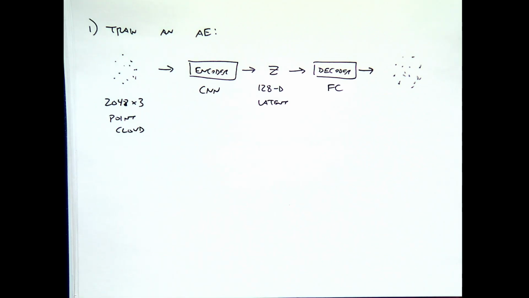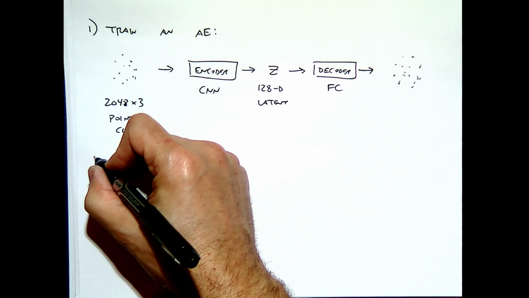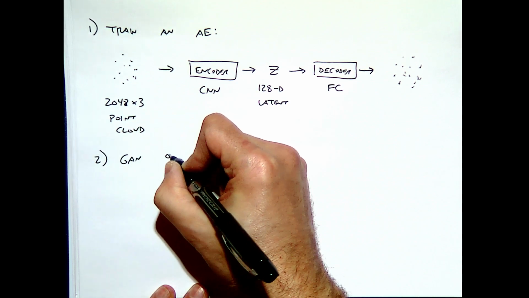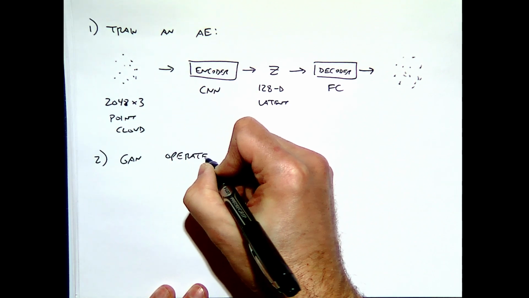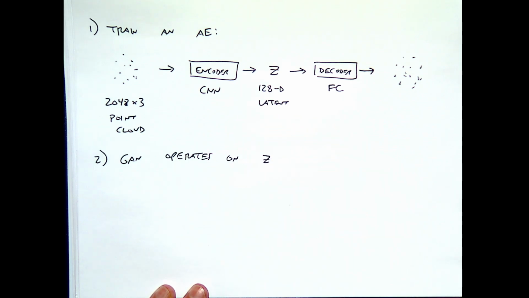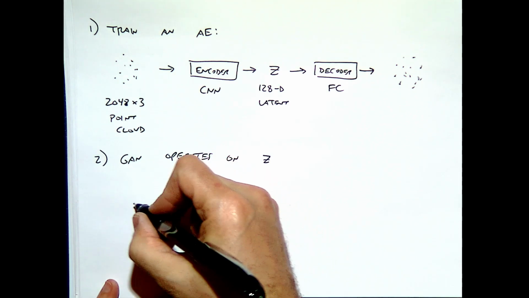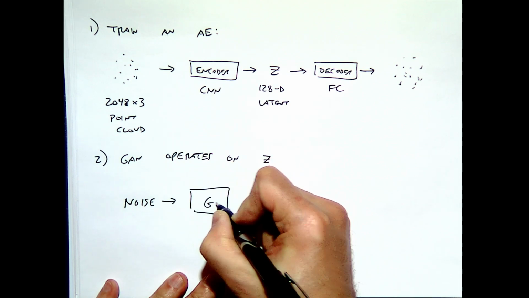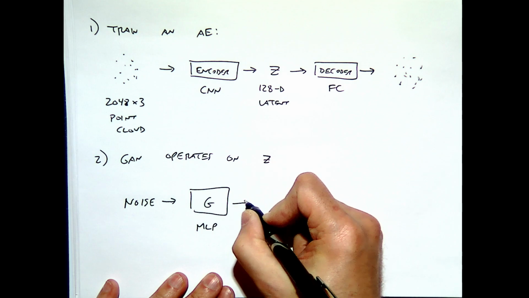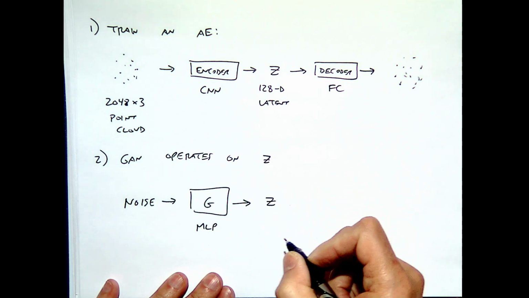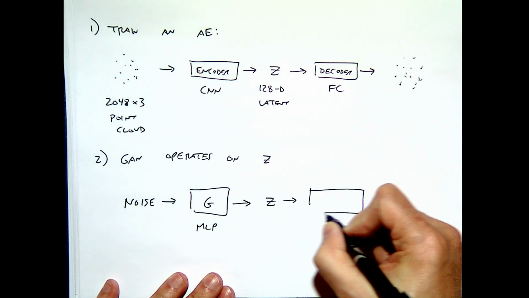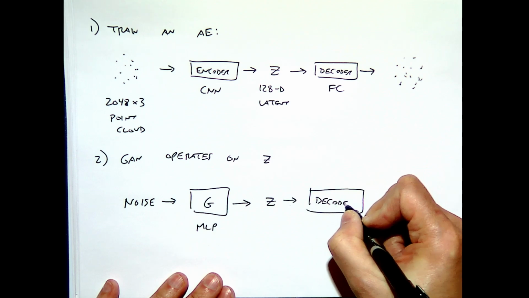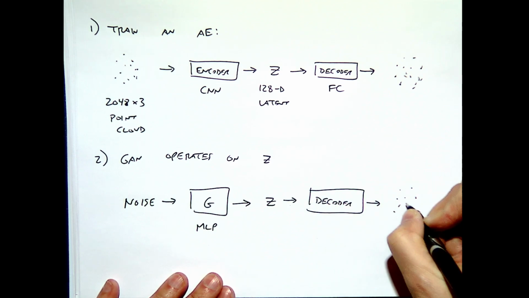autoencoder. And then the GAN operates on this latent space. I mean, they looked at it in a couple ways, as I recall, but they found it worked best if the GAN operated on Z. And so the idea was that we take noise as input to the generator. This was just a multi-layer perceptron. It produced this latent Z, and then I put this through the decoder I learned earlier to get a point cloud.